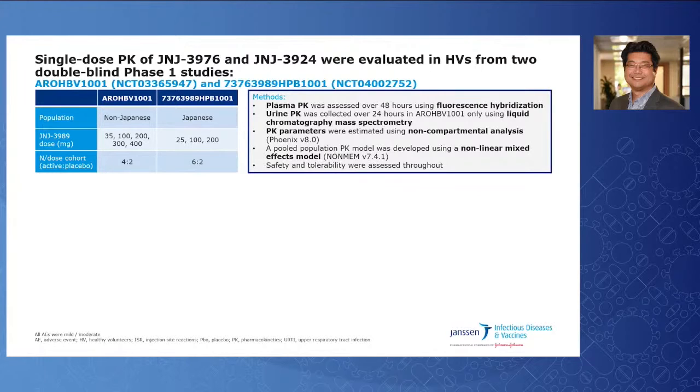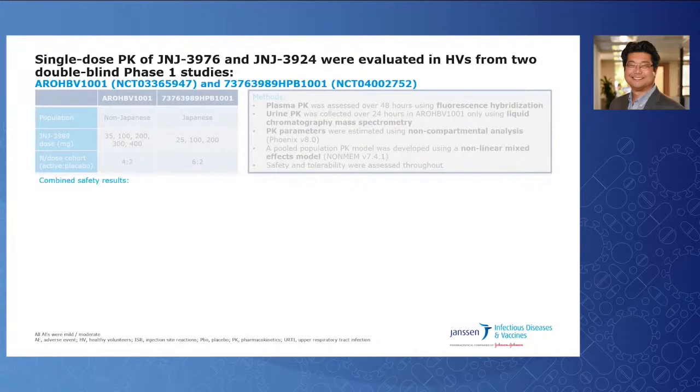In both studies, plasma PK was measured over 48 hours. In the ARO-HBV 1001 study, we also collected urine PK over 24 hours. PK parameters were estimated using non-compartmental analysis, and a pooled population PK model was developed using NONMEM. Safety and tolerability were assessed throughout.